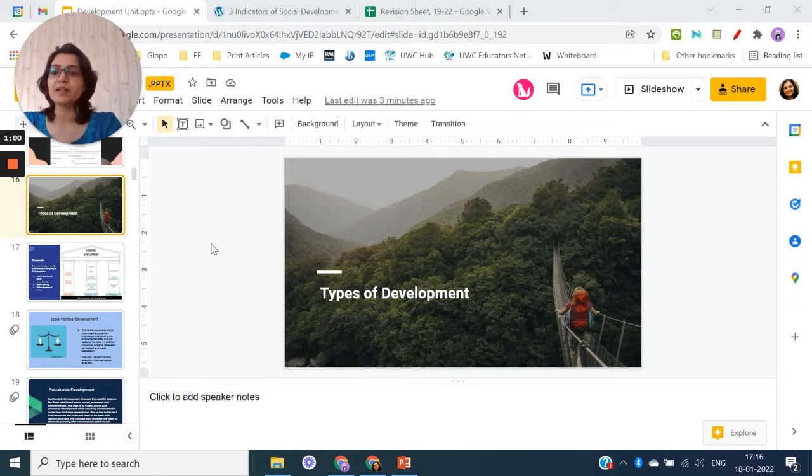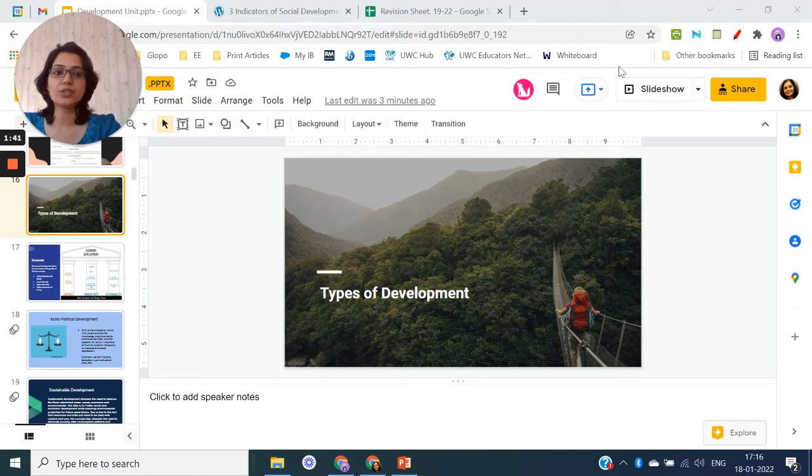Types of development. Think first, what are the types of development? When you are thinking, you may pause it, you can write it down before we go further into the types of development. Once you have thought, then we can discuss in the class, but not here. So it could be economic development, probably you were thinking of political development, social development, environmental development, or sustainable development, or the human development, right?